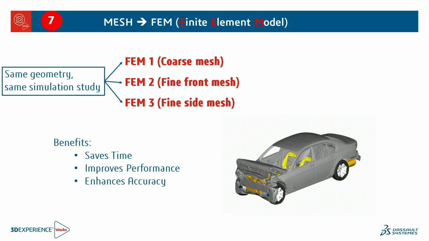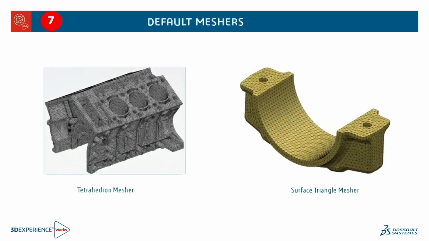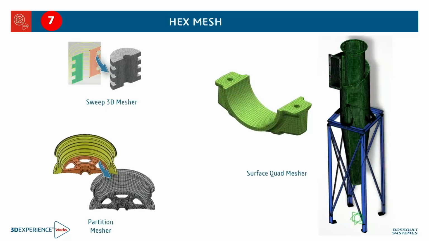Okay, so the default meshers. If you are not specifying anything on the platform, it will use the tetrahedron mesher for solids and surface triangle mesher for surfaces. And a lot of users prefer hex mesh because of its accuracy, its efficiency and stability. And you can do that on the platform by using a sweep 3D mesher. I showed that with my gear shifter. Or you can use the surface quad mesher for shells.